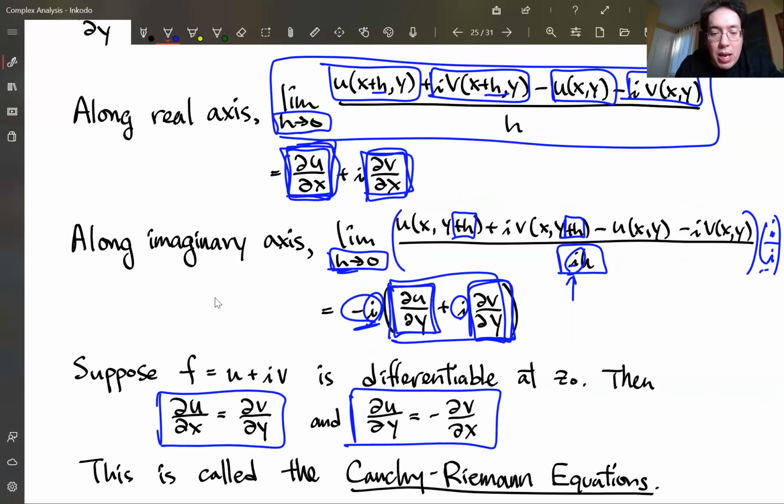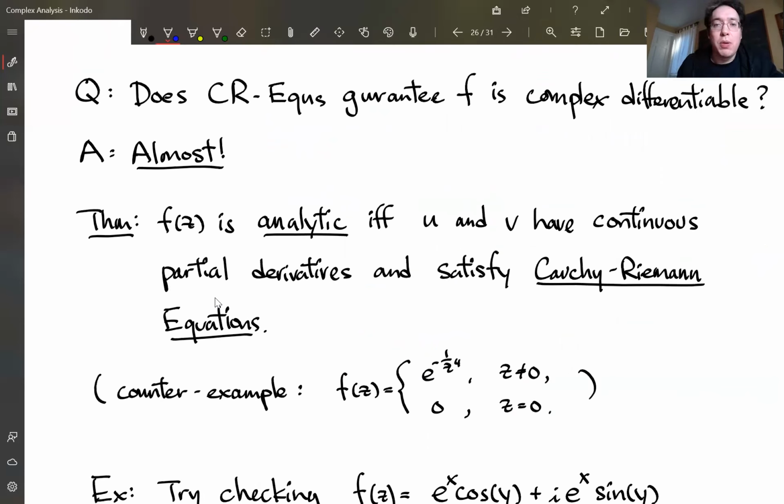All right. So we have a nice little equation. Does the Cauchy-Riemann equation guarantee that f is a complex differentiable function? The answer is almost. It's not quite enough. You could, yes, as long as you allow a little bit nicer function.